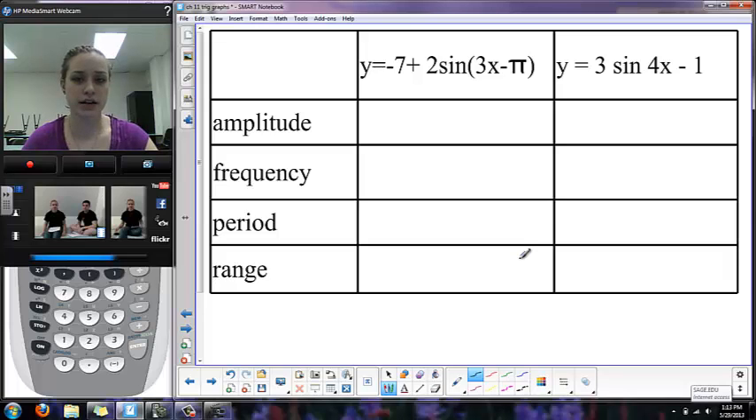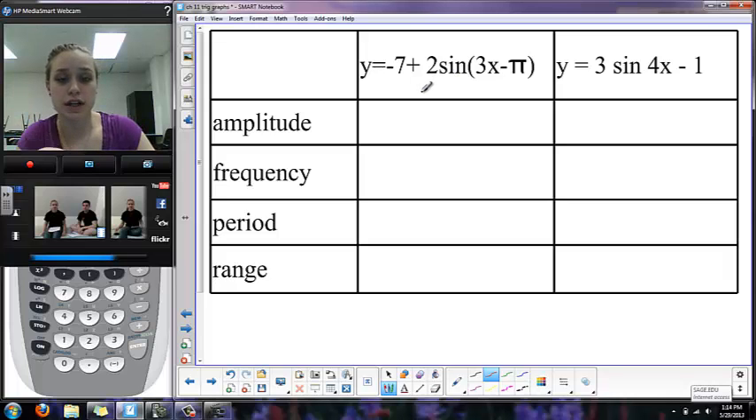Now, this is kind of going in reverse. You're being given an equation, you have to figure out what the amplitude, frequency, period, and range all are. Fantastic. Okay, the amplitude. Amplitude is what is written right out front of the sine.